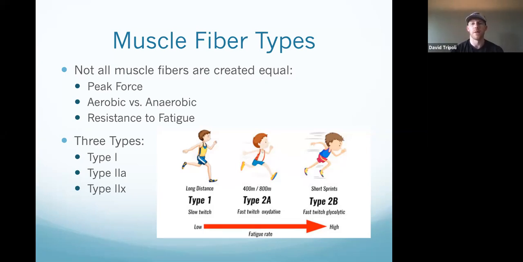So depending on the muscle fiber that you're training, your programming is going to affect the muscle fiber development. And so just understanding what you're working on and what your client has or wants to have is going to be important for you.